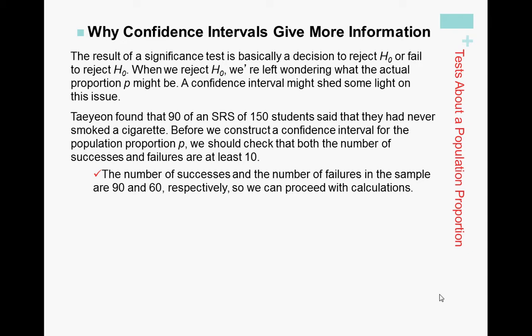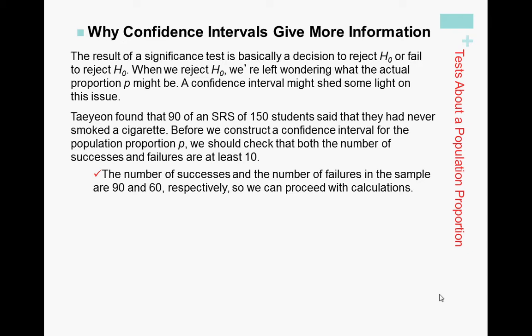Remember, I talked about the fact that the one difference between the conditions is that the significance test used p naught. We've already done that, so we don't need to do it again, but since we're doing a confidence interval, we need to use p hat. So we proceed with those calculations looking for the number of successes and failures with p hat, and it's 90 and 60. We know that just from the information: he had 90 yeses and 60 no's, however you want to look at it.